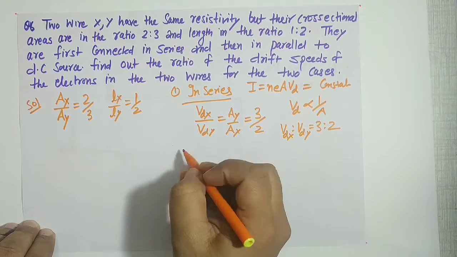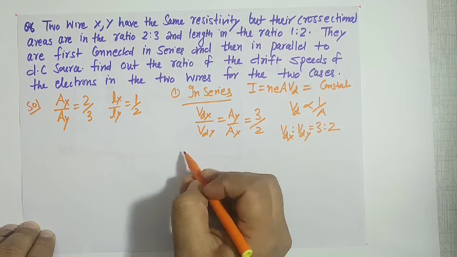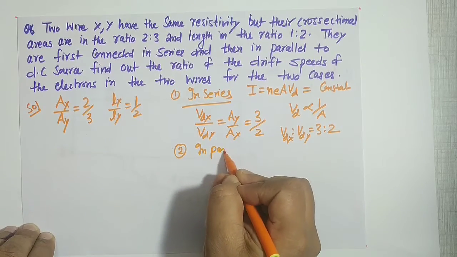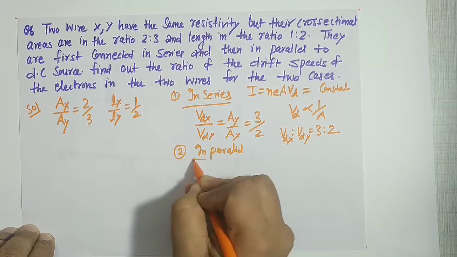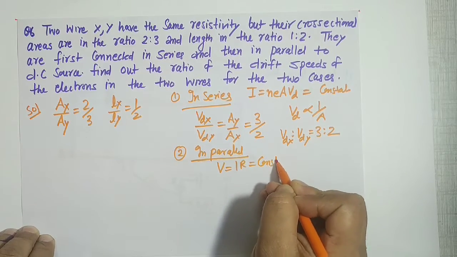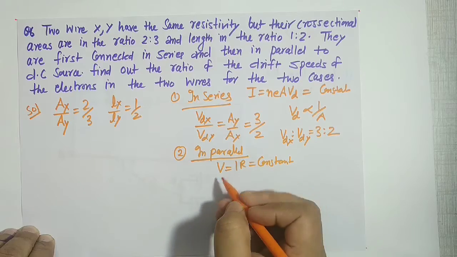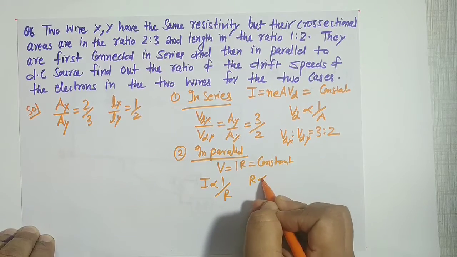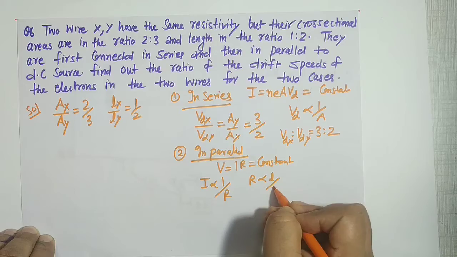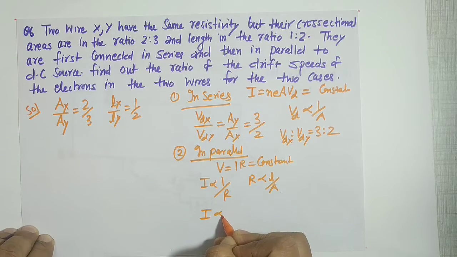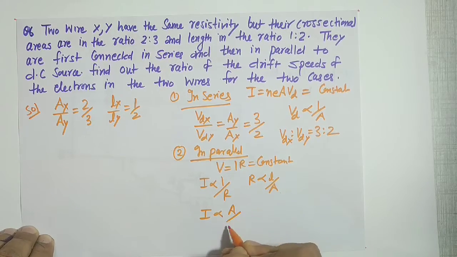Okay. Now in the second case, when we talk about parallel, what happens? Voltage is constant. V equal to IR, that's constant. So can I say I is inversely proportional to R? Yes. And R is what? Directly proportional to L by A. So we can say I is what? Proportional to A by L.